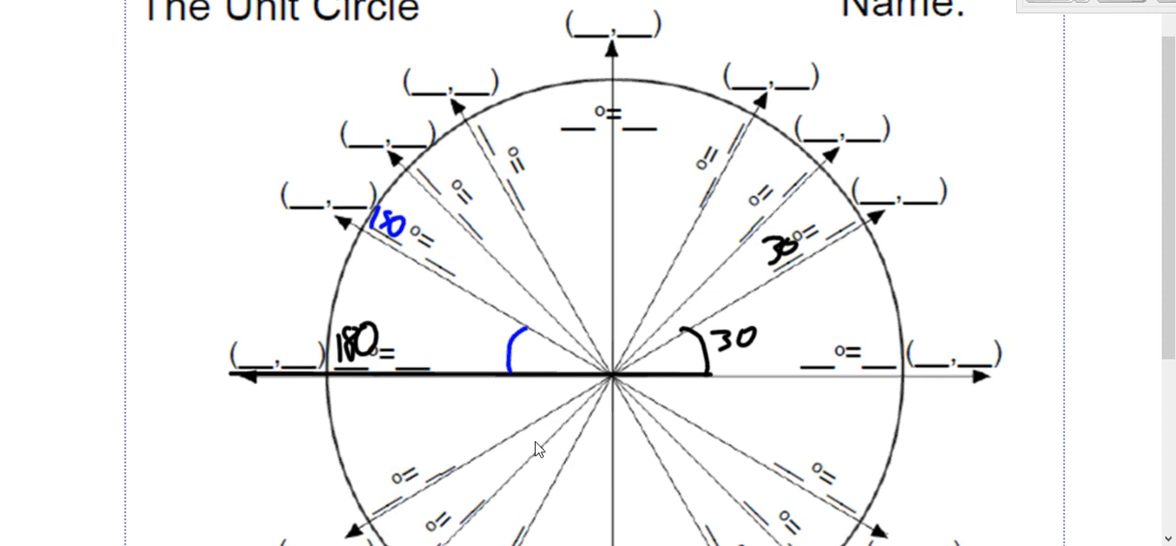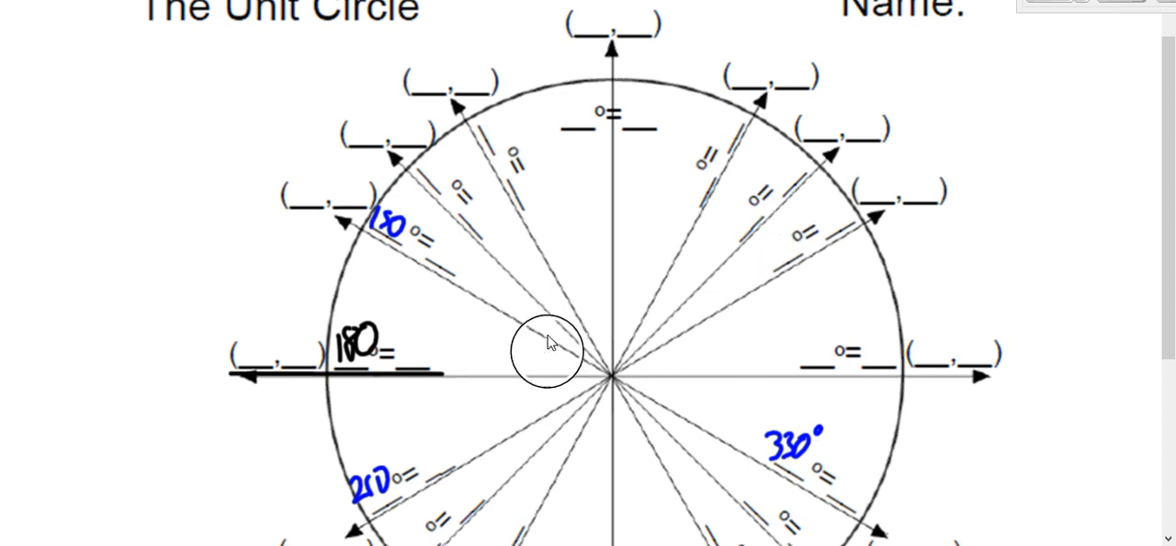Or if we're going down to quadrant 3, we're going 180 degrees plus 30 degrees, which is 210. Or we're going just down 30 degrees, which would be negative 30 degrees, or using coterminal angles, add 360 to that, that's 330 degrees. So all of those angles have the same reference angle. They all have a reference angle of 30.